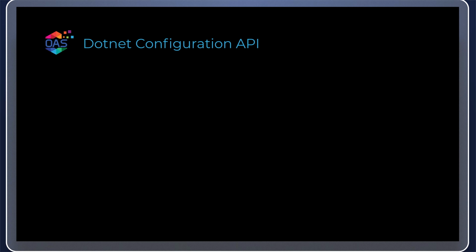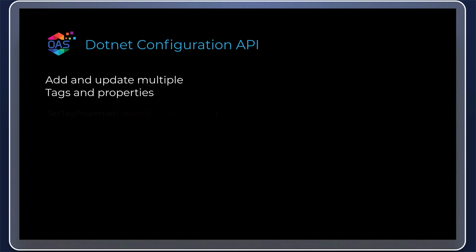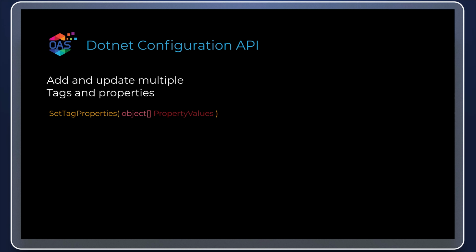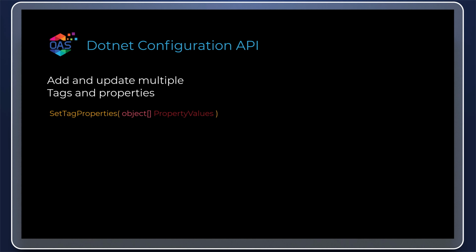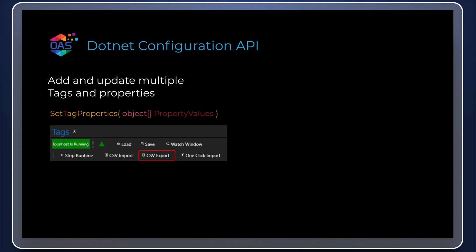If you want to add or update one or more tags and their tag properties, you can use the Set Tag Properties method. This will create a tag if it doesn't already exist, and then set the given property values. This feature uses the same property names as the CSV export. You can also find the property names in the OAS knowledge base.